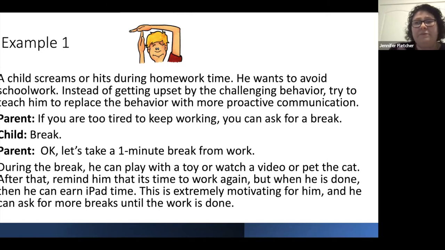And then over time, this is something that you don't end up being stuck with. Maybe he'll work for 1 minute and then take a 1 minute break, work for 1 minute, take a 1 minute break. But eventually you can fade it out and start saying something like, sure, you can get a break as soon as we do this next problem. And you help build up his work tolerance until eventually they get used to it. And maybe you don't need to ask for that break quite as often.